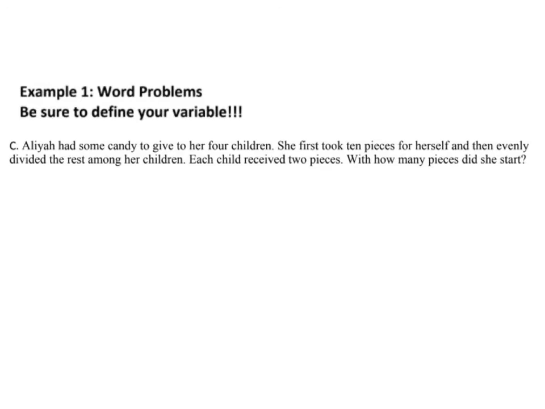Aaliyah had some candy to give to her 4 children. She first took 10 pieces for herself and then evenly divided the rest among her children. Each child received 2 pieces. With how many pieces did she start? Well, we're looking for our variable: how many pieces did she start with. So I would just start with P is equal to the pieces. In this problem we're talking about pieces of candy.